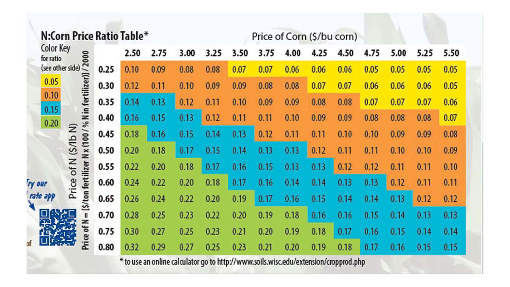Notice how the prices influence the ratios. When nitrogen is expensive and corn prices are low, the ratio is 0.2. And when corn prices are high and nitrogen prices low, the ratio is 0.5. Now let's see how these relate to the recommended nitrogen rates.